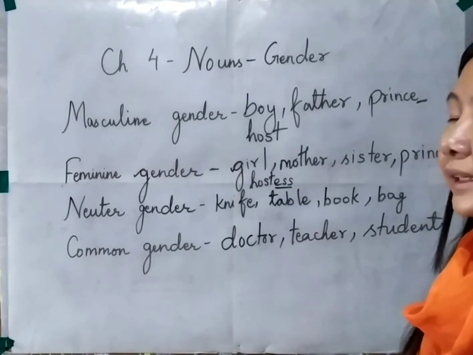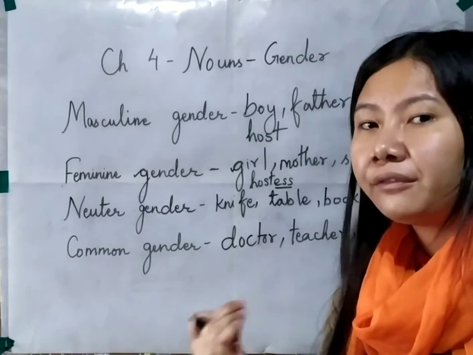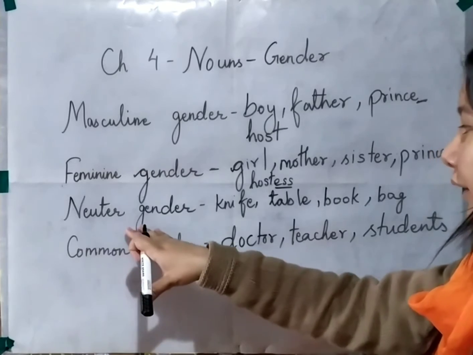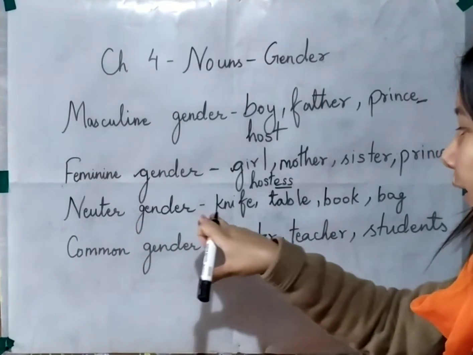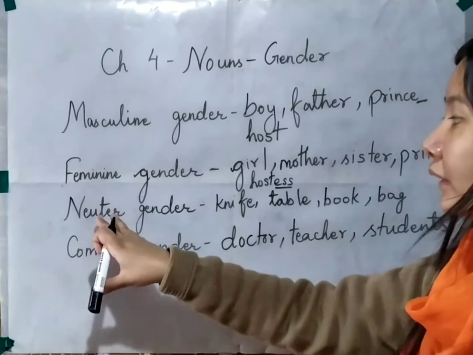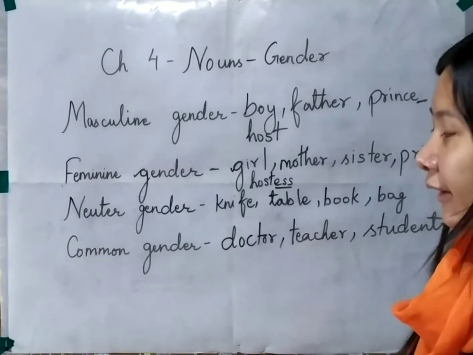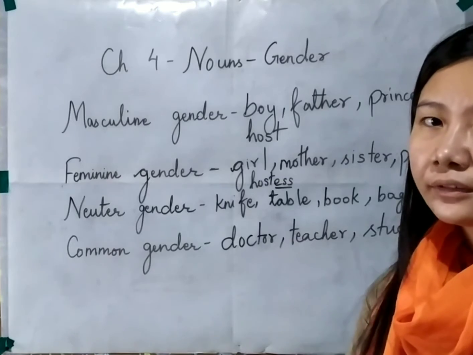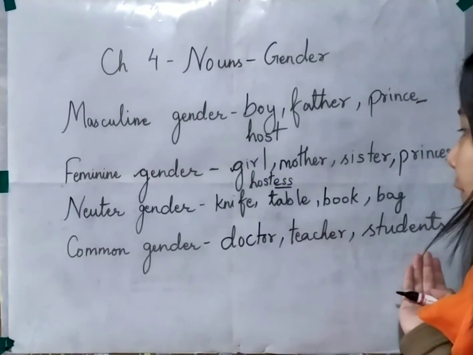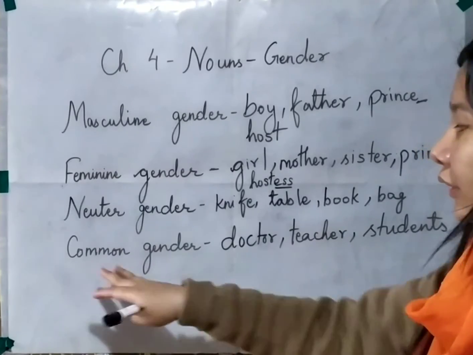And next we saw that if there is a noun that refers to a non-living thing, that is a thing that is not alive, such a noun is an example of what? Neuter gender. So here are some examples like knife, table, book, bag. They are examples of neuter gender. But after that I told you, if there is a noun that refers to both male and female, like doctor, teacher, students, these are examples of common gender.